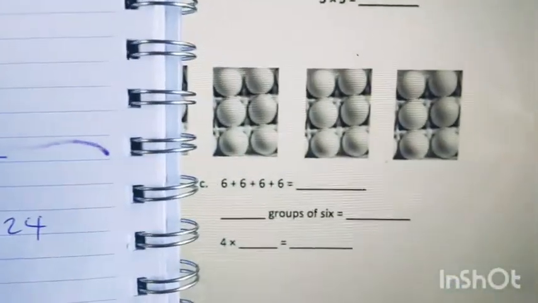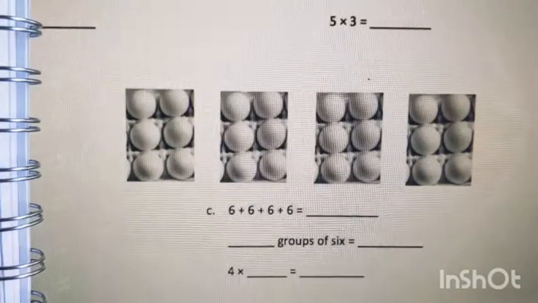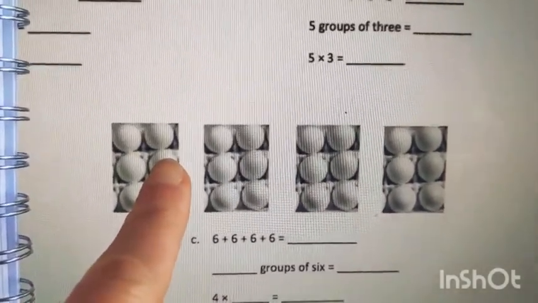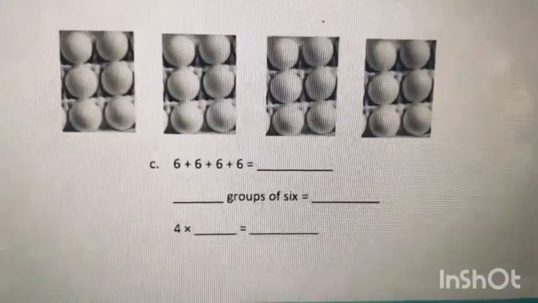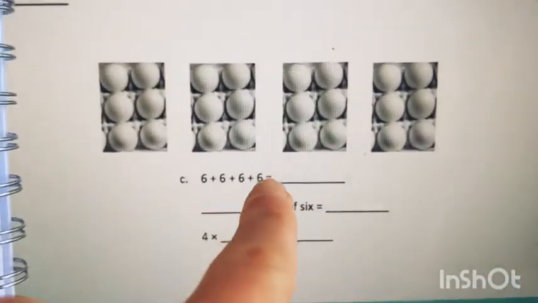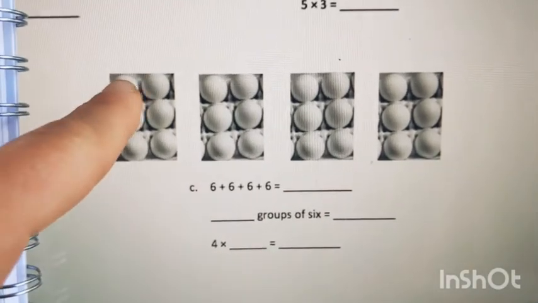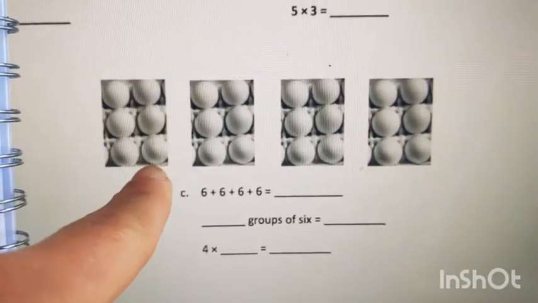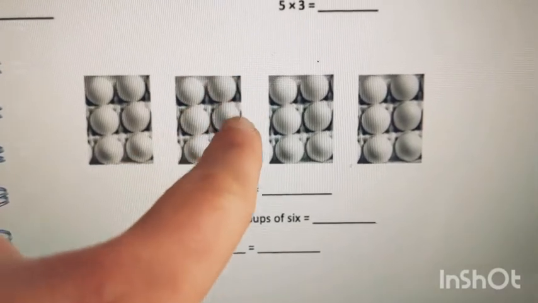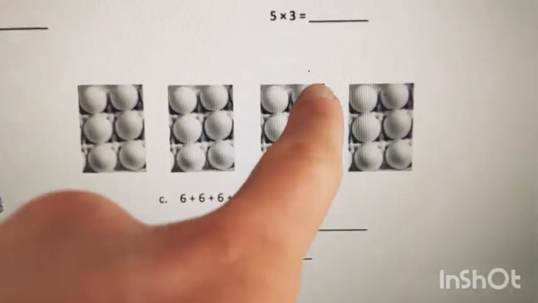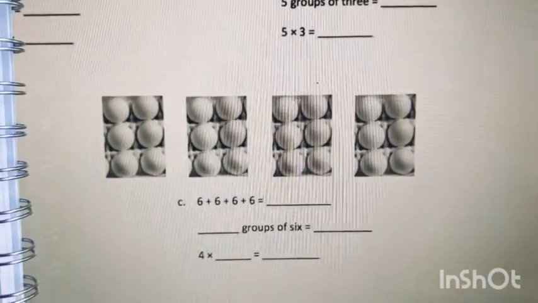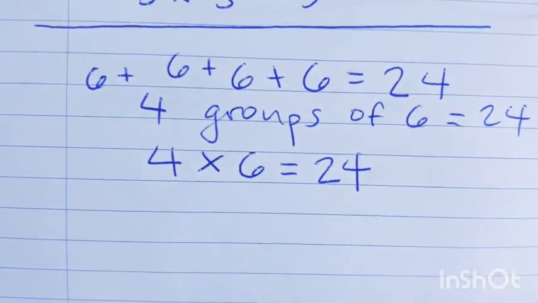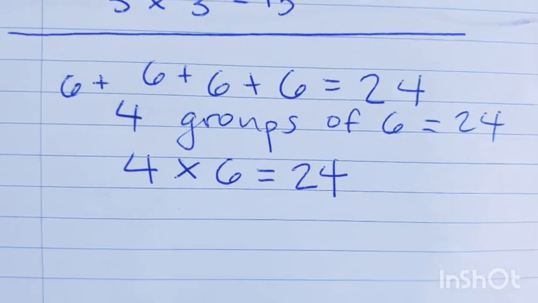The last one, looking at the eggs, we have 6 eggs per box, and there's 1, 2, 3, 4 boxes. So I can add those together, 6 plus 6 plus 6 plus 6. And if I count them, 1, 2, 3, 4, 5, 6, 7, 8, 9, 10, 11, 12, 13, 14, 15, 16, 17, 18, 19, 20, 21, 22, 23, 24. I get 24 eggs. So I can write it as 6 plus 6 plus 6 plus 6 equals 24.